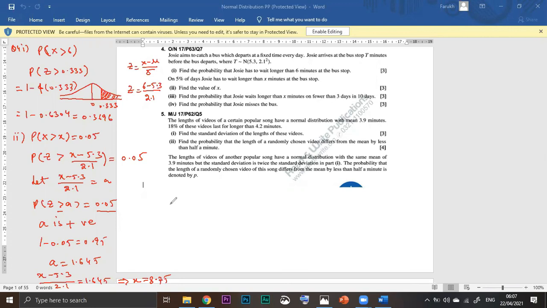Find the probability that he waits longer than x minutes on fewer than 3 days in 10. Now, this one is 10 out of 3. No, what about 10? 10 is the number of days. Is the number of days a discrete variable or a continuous variable? We count days or we measure days.